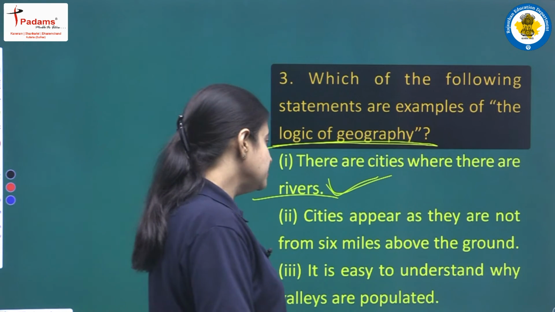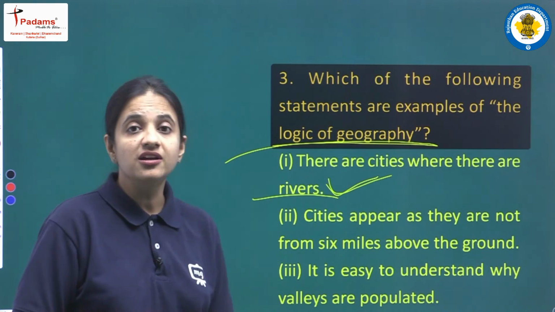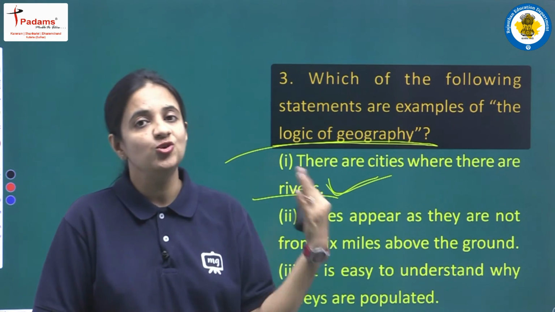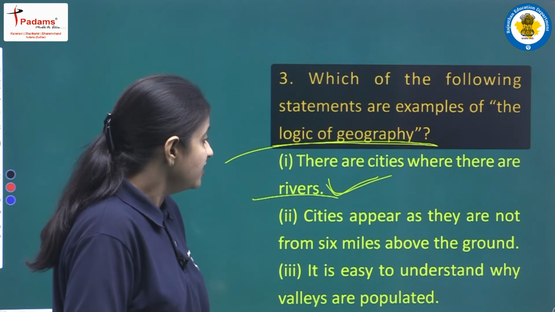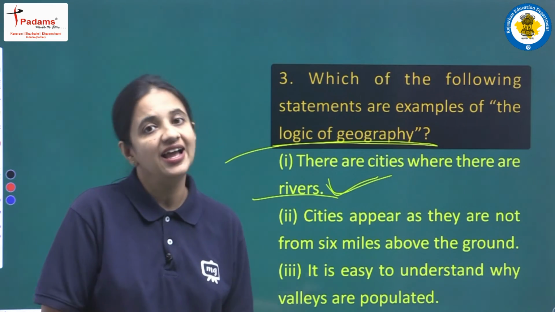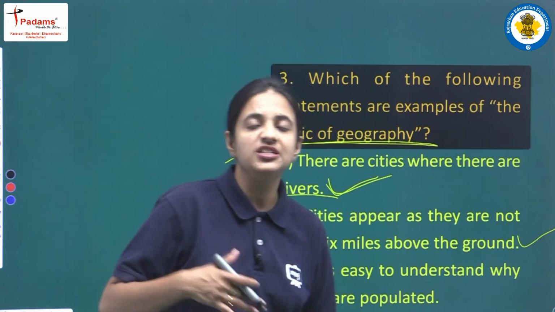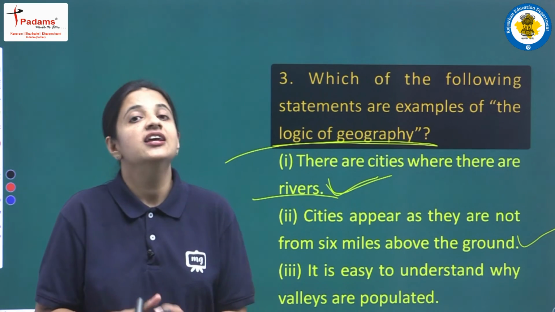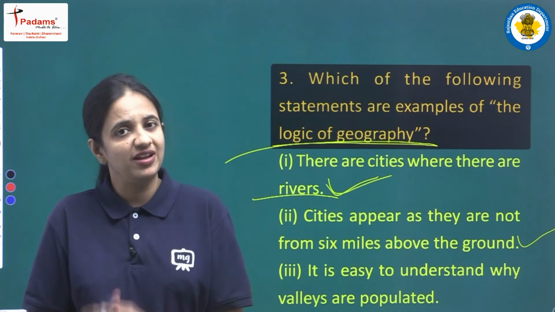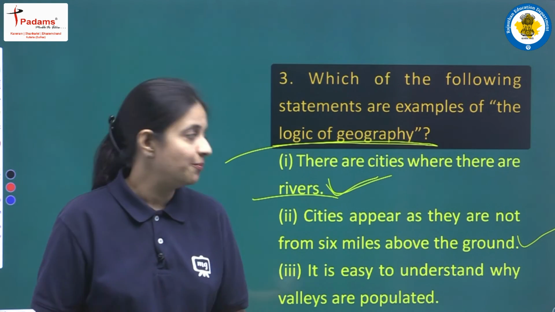Second is, cities appear as they are not from 6 miles above the ground. It means when we are on a height and we see cities from there, they don't look the way they look from the ground. Again, this is true, this is a fact of geography, because when we take an aerial view, only then can we understand that our city is perfectly planned and has proper systematic development.